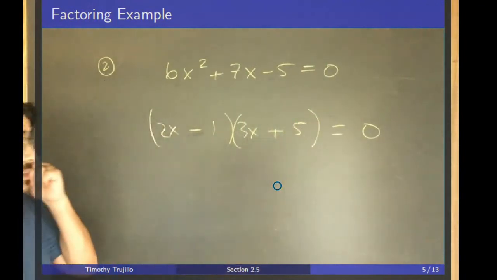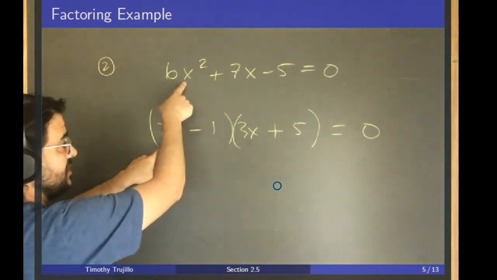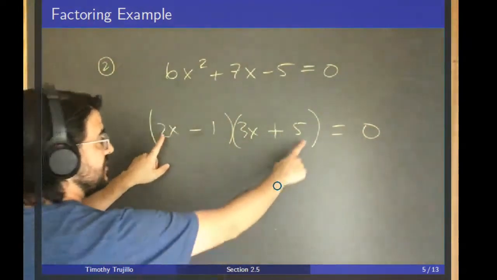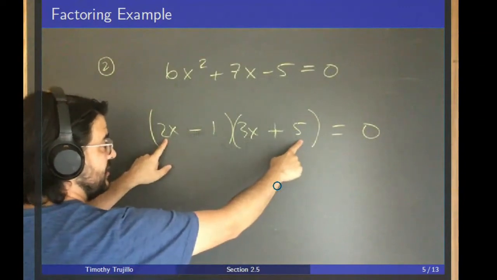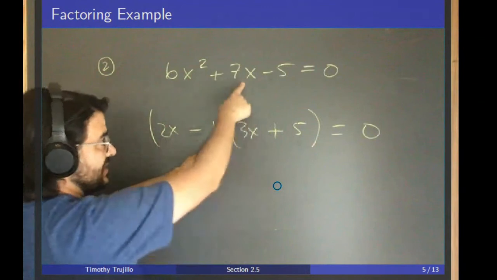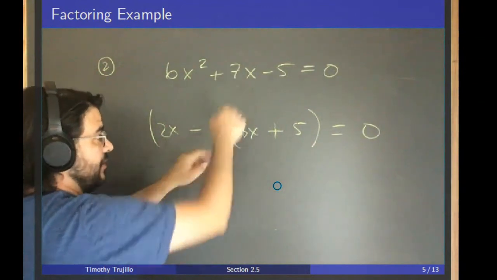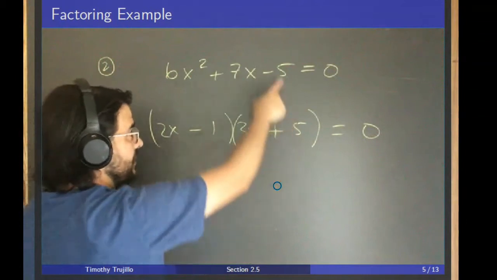Okay. And let's go ahead and see why. So the 2x times the 3x, that's the first, gives us 6x squared. And then we'll have the outer and the inner, right? So the outer here is 10x. The inner is negative 3x. 10x minus 3x, that's the 7x, okay? And then finally, the negative 1 times the 5 is just that negative 5.